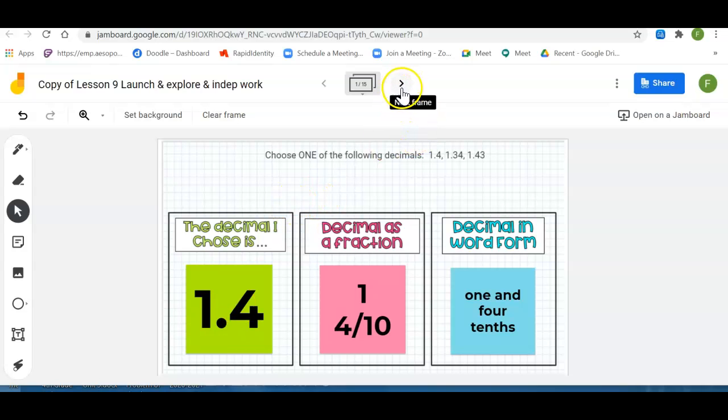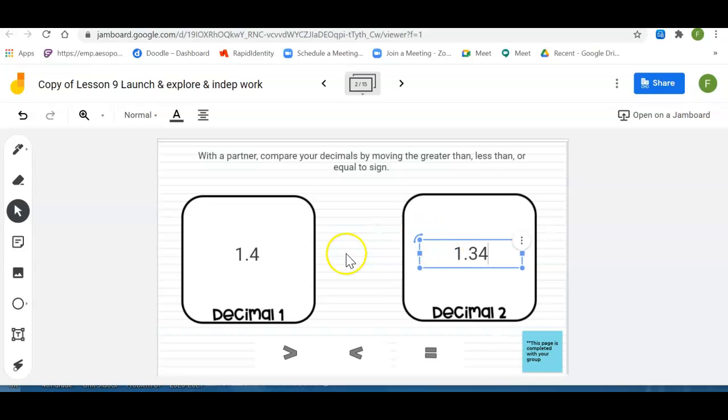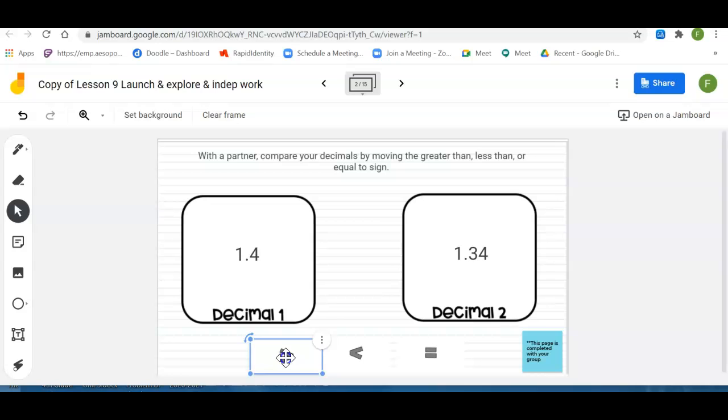And let's compare the 1.4 to another one. How about 1.34? We compare it to that. So I'm going to go ahead and type the 1.4 right here, and then the other one was 1.34. So we're just going to compare those. Now I need to choose whichever symbol, and I'm going to move it once I determine what symbol goes in there, which one is greater, 1.4 or 1.34.